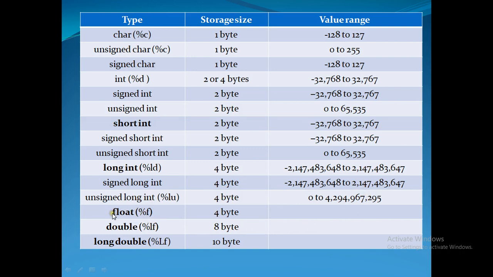Float: we don't have any range, but float's control string is %f. Its size is 4 bytes. We can store up to 4 bytes of values in float variables. Double variable is 8 bytes. The only difference is that float and double can store decimal values. That is the main intention of these two data types. But the only difference between these two is the size. Float can accommodate only 4 bytes of data. Double can accommodate 8 bytes of data. That is very important. You have to understand that. Long double is 10 bytes. %Lf is the control string used for this.